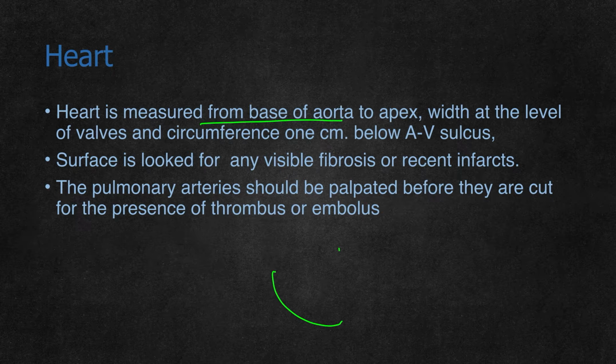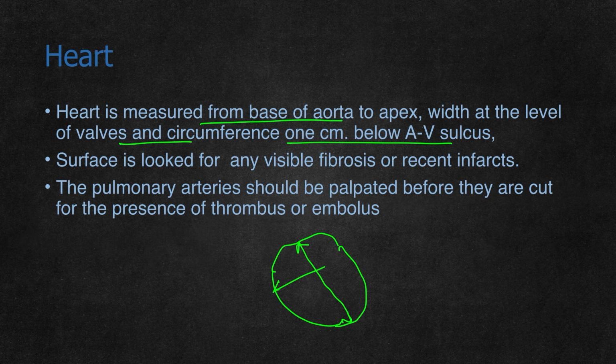So usually the heart is measured from apex vertically. The length from apex to base is first measured, and for width, it is measured between the walls of the ventricles. So the width is measured at the level of the valves and the circumference is measured at the anterior atrioventricular junction. So that's how the heart is measured. The surface is looked at for any visible fibrosis or recent infarction.